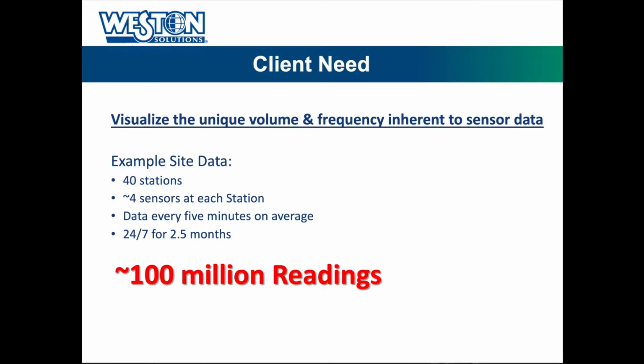An example site that they may have for an emergency response could be a network of up to 40 monitoring stations with, for example, 4 sensors at each station collecting 5-minute averages, 24/7 for over 2.5 months, right? So this can generate more than 1 million readings of data that need to be reported through a public-facing or internal viewer in near real time. The size and real-time nature of this data present quite a challenge to manage and visualize effectively.